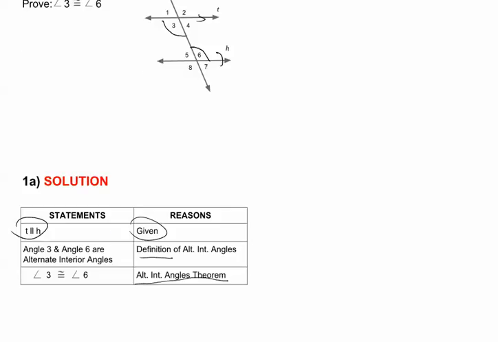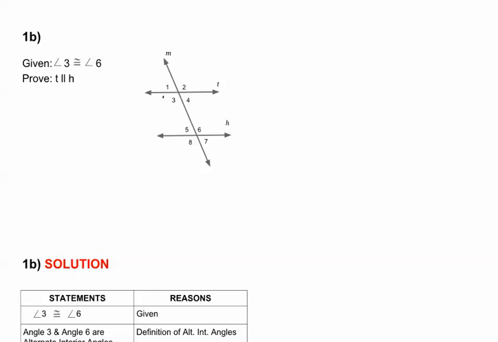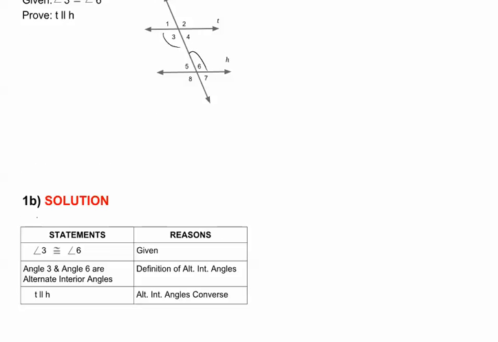If I go to the next one here, very similar, but just a reverse. Now they give me that angle 3 is congruent to angle 6. I want to prove these lines are parallel. This is where I use a converse. Okay, so here, I'm going to use this as a converse and say, well, given that these two are congruent, I have to still say that they are alternate interior angles, and then I can use the converse to say that they're parallel. So it's just going backwards. That's why we call it a converse.